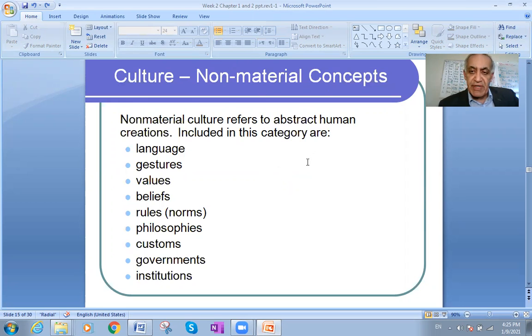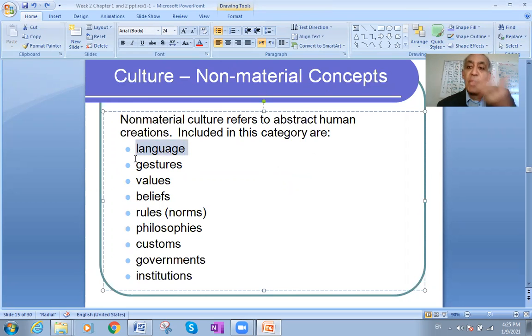The non-material aspects of the culture include the language. This we cannot hold with our hands. The gestures, the movements, your body language, how we move, how we act, the eye contact or whatever, values, your beliefs, your rules or your norms, rules of life. What are your rules in this point? What you do, what you like and what you dislike, philosophies, the ideas and the ways of thinking, customs, governments, and institutions.